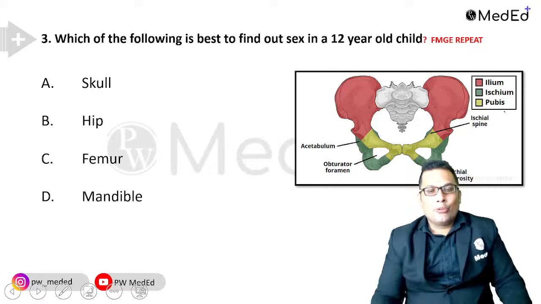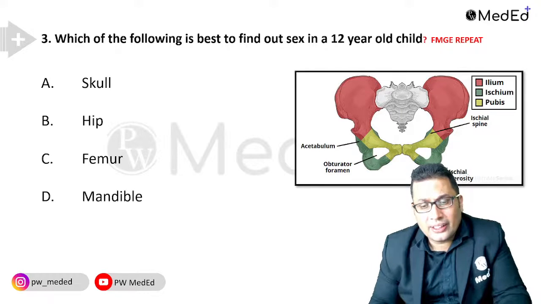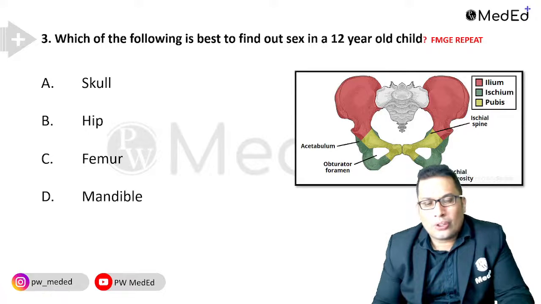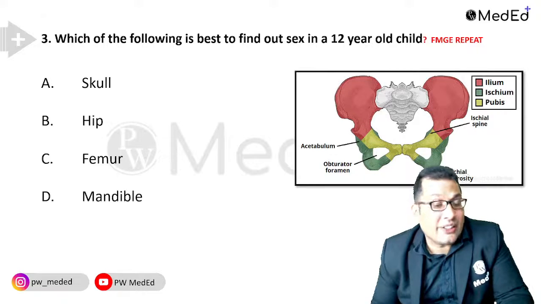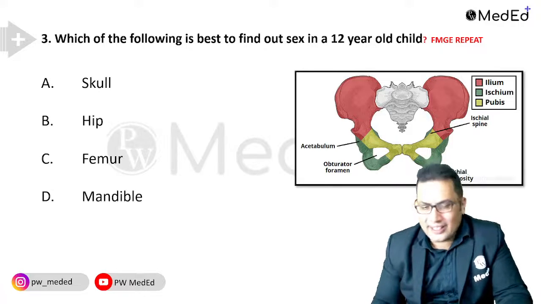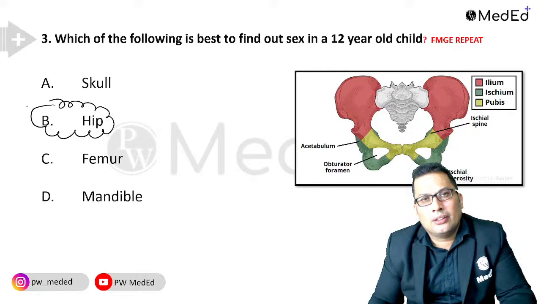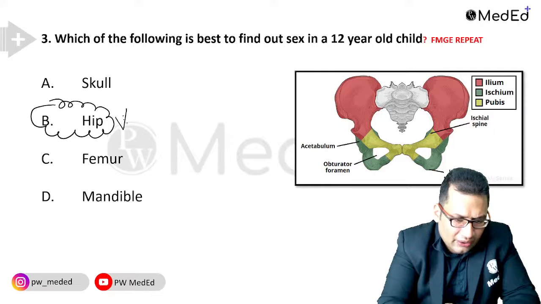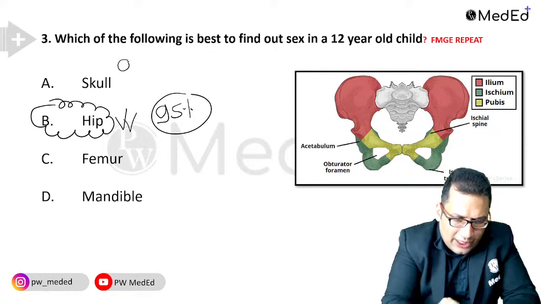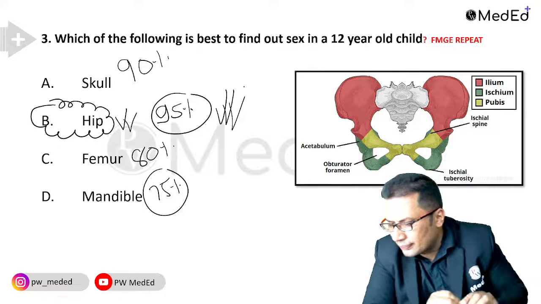Next question. Which of the following is best to find out sex determination in a 12-year-old child? The question is about identification, sex determination. Options are skull, hip, femur, mandible. Very simple. The correct answer is pelvis, that is, the hip. The accuracy is around 95%, skull around 90%, femur around 80%, mandible around 75%. The answer is hip.